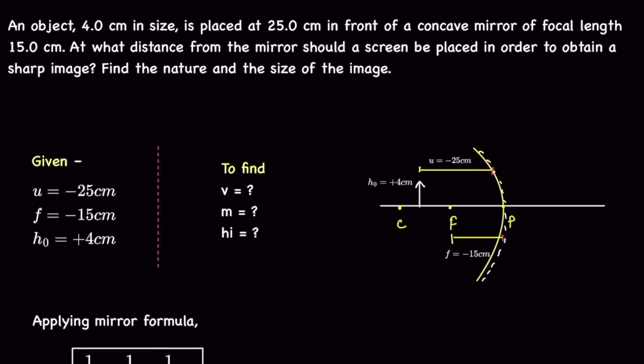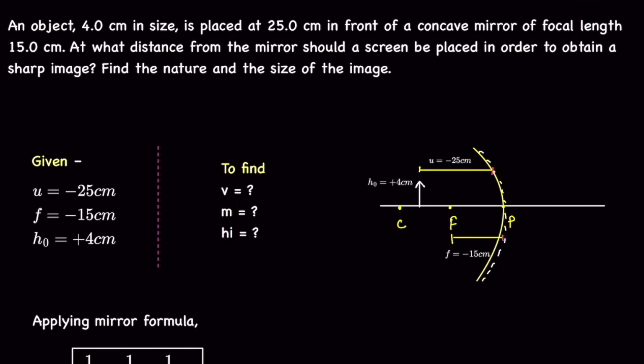As you see in this figure, this is the ray diagram of this question. Here this is the object and the height of the object is 4 centimeter. The distance of the object from the pole is minus 25 centimeter and f is minus 15 centimeter. u and f are negative based on the sign convention of a concave mirror. So given u is minus 25, f is minus 15 and the height of the object is plus 4. We have to find the value of v, the magnification m and the height of the image.